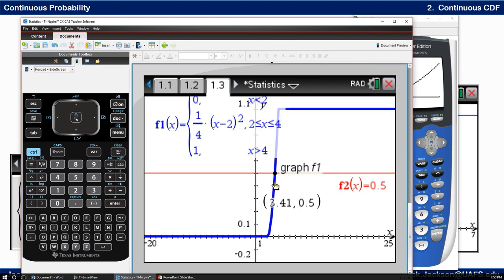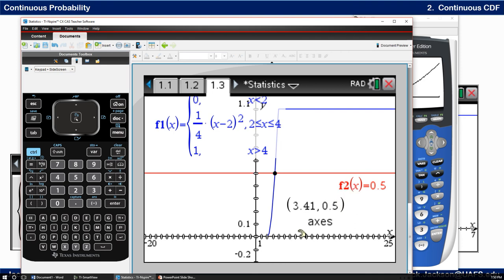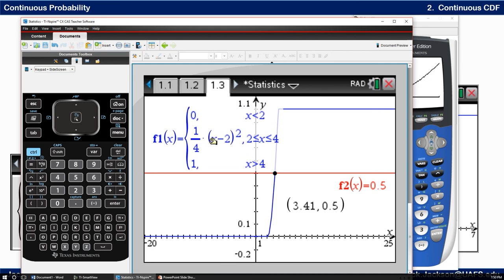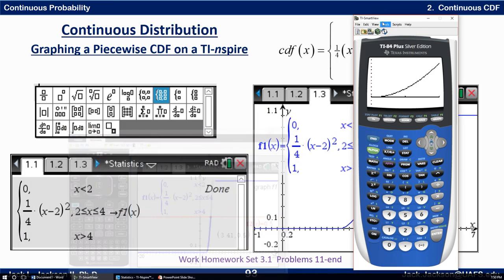But now if I go over here to my graphing window, there's the graph. And it looks like I've got a horizontal thing there for calculating a cumulative probability. So that's the median of this particular one. 3.41 is the median because the cumulative probability is 0.5. Isn't that cool? So it actually enters it like we would write it in mathematics.